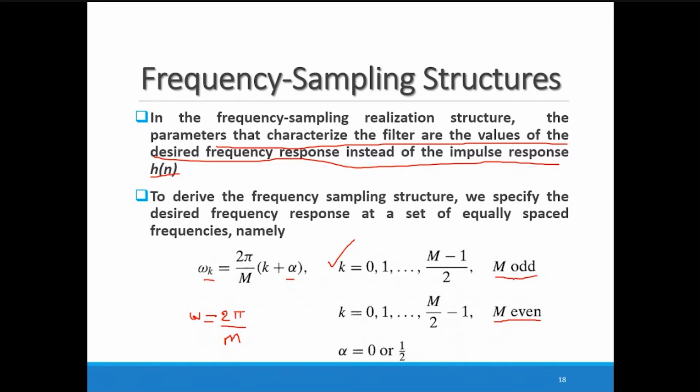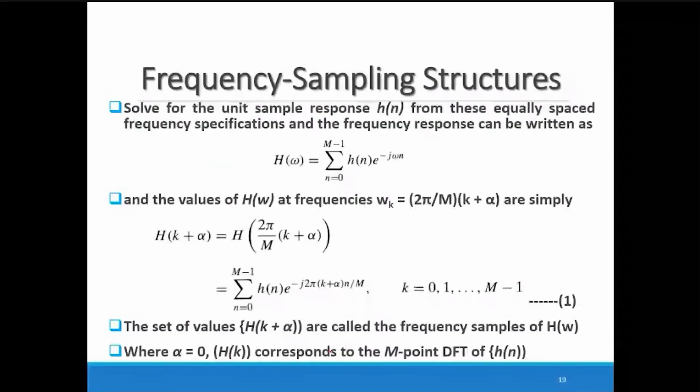And for the value of alpha, two options are there: either you can take alpha equal to 0 or 1 by 2. So for these two new terms, these are the values we have to take. If m is odd, then this particular equation; if m is even, then this one; and alpha having value 0 or 1 by 2. Now solve for the unit sample response h of n from this equally spaced frequency specification.